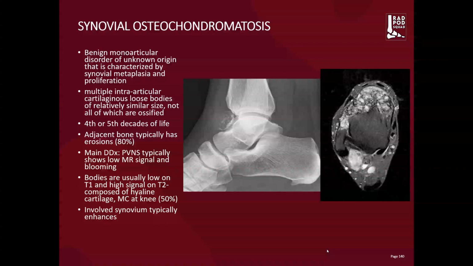Presenting in middle age, fourth and fifth decades of life, adjacent bone typically has erosions up to 80%. And the differential diagnosis is of a joint process. So we're going to include things like PVNS, pigmented villonodular synovitis. We know that blooms. We know these bodies are usually composed of hyaline cartilage, most common at the knee, and that the synovium typically enhances.